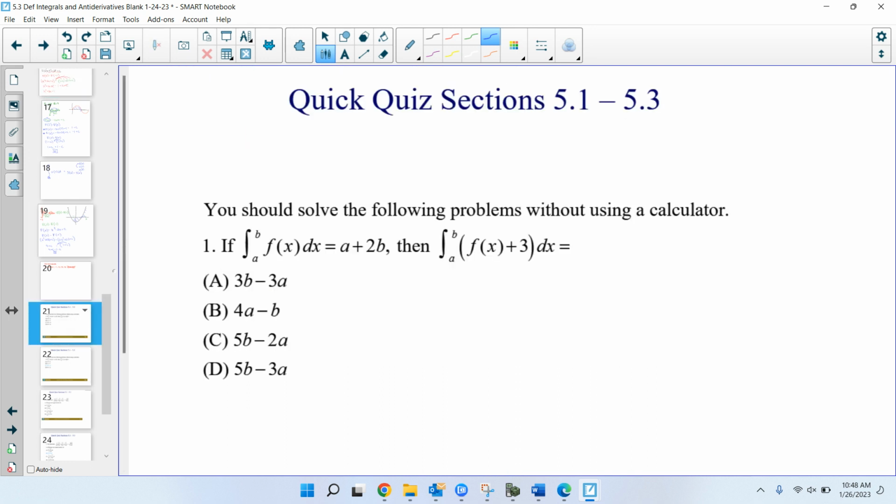All right. Let's do, this is not an antiderivative problem. This is a properties of integral example. But before we do this, any questions for me?